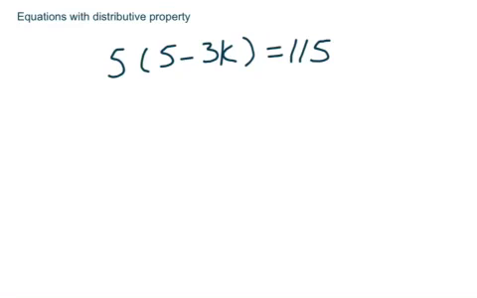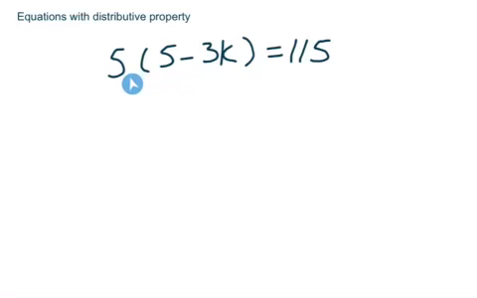Today we're going to talk about solving equations that have the distributive property. And these equations really aren't any more complicated than solving two-step equations. We've just got an extra little step, and that's that we need to distribute whatever is in front of the parentheses to any terms that are inside the parentheses.